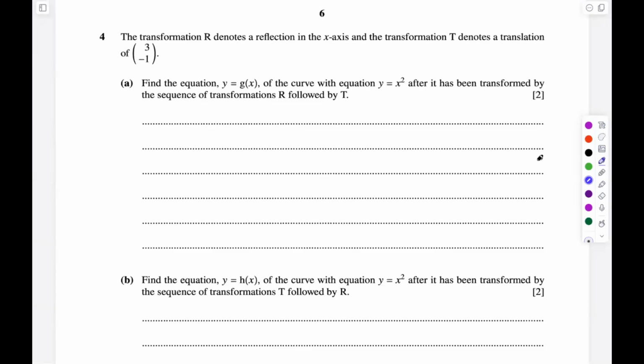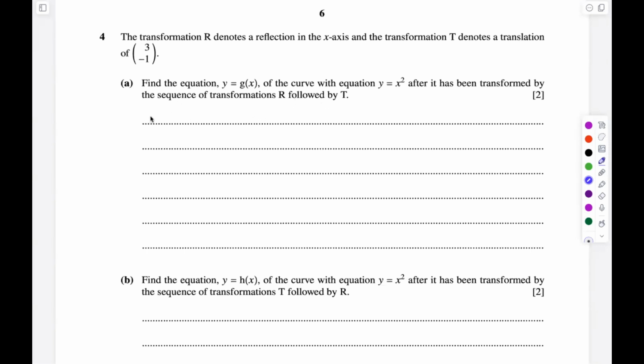In question 4, R denotes a reflection in the x-axis and the transformation T denotes a translation of vector (3, -1). In part A, we have to find the equation y equals g of x of the curve with the equation y equals x squared after it has been transformed by the sequence of transformations R followed by T.